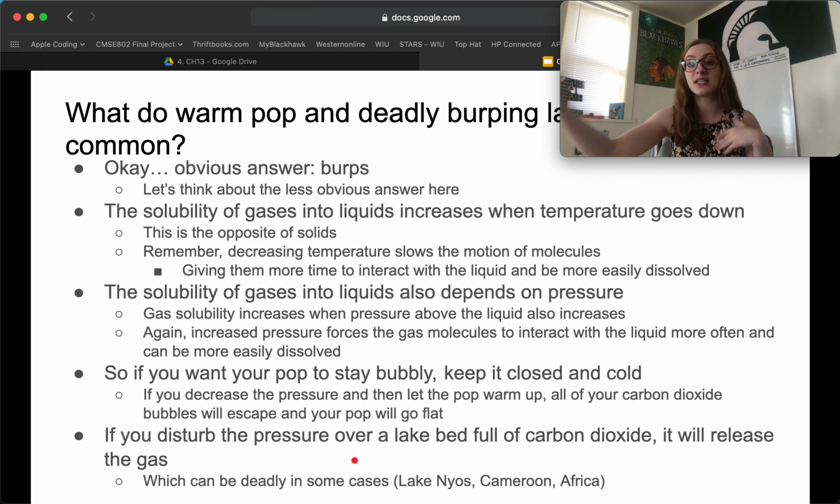Now they have scientists and engineers that go out every now and again and release that carbon dioxide in safe amounts so that something like this doesn't happen again. We don't have an unexpected shift in pressure that causes the solubility of the gas to change that can literally, in this case, be deadly. So this stuff matters, man. I might be making jokes about warm pop and deadly burping lakes, but we have to actively monitor stuff like this to make sure that people are safe. So we always are thinking about the solubility of gases.